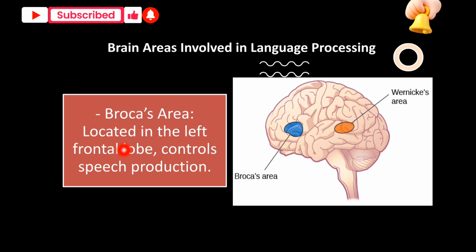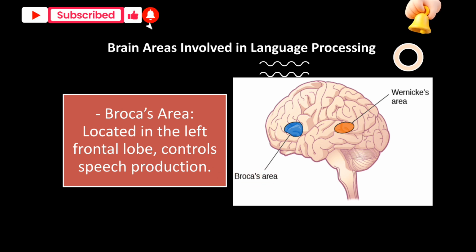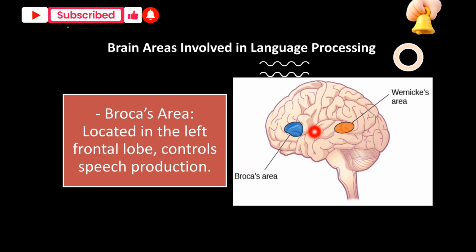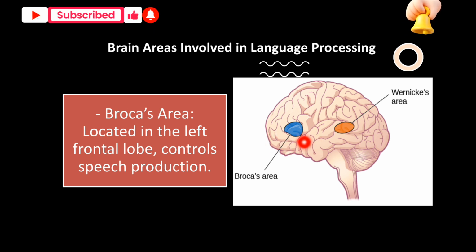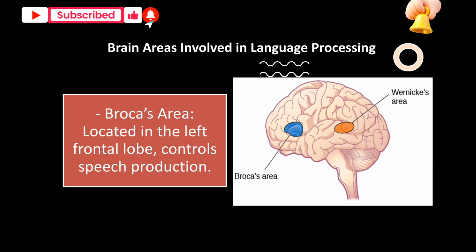So Broca's area is located in the left frontal lobe, and it controls speech production, right? Let me repeat again. If you have a problem in speech production, this part of your brain might be injured due to several reasons, right? It might be due to a stroke, or due to some other accident, but this part of your brain is injured. That's why you have a problem with speech production, right? So the first part is Broca's area.